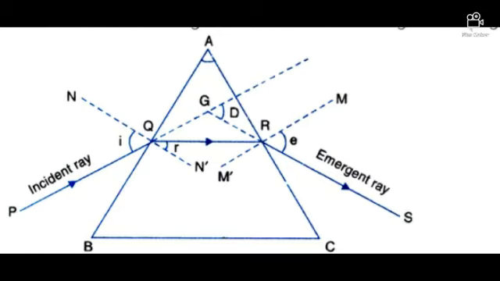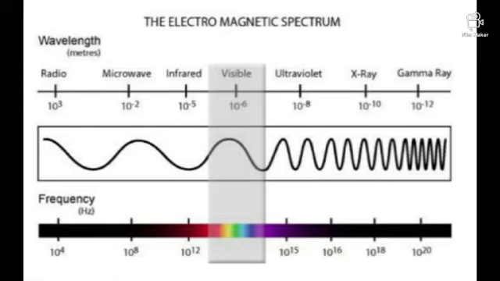The angle A is called the angle of prism. The ray entering the prism is called the incident ray, and the ray that exits out of the prism is called the emergent ray. Here the complete electromagnetic spectrum is shown to you, where we can observe the wavelengths of the various rays: radio, microwave, infrared, and there is a range of visible light that we can observe.